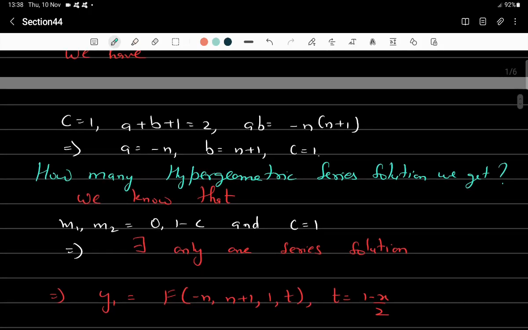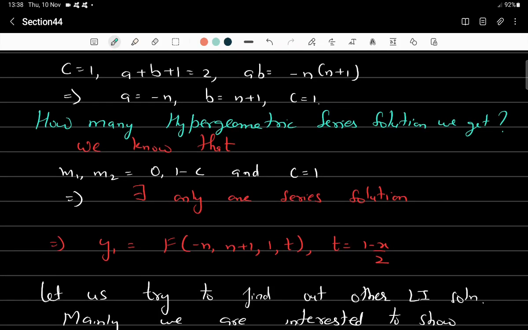So I can easily write, it is F(-n, n+1; 1; t). Now recall some properties of the hypergeometric series solution. So they are bounded, convergent, and convergent for |t| < 1.